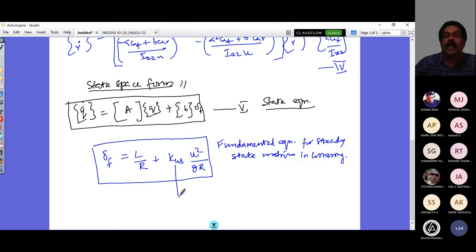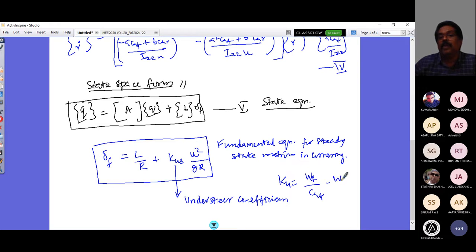That's the cornering motion. So what is this KUS? It is called the understeer coefficient. And that was given by KUS is equal to WF by C alpha F minus WR by C alpha R. So the unit of KUS is in radians, right? The load is Newton, C alpha F is Newton per radian, so you get radians, and L by R is a geometrical parameter. So this delta F in radians is what you get. If you have to get it in degrees, you know how to convert the radian into degrees, right? So this is the understeer coefficient, dictated by front tire compliance and rear tire compliance. And we have seen that this can be positive or negative or zero. Accordingly, we have our vehicle nature.